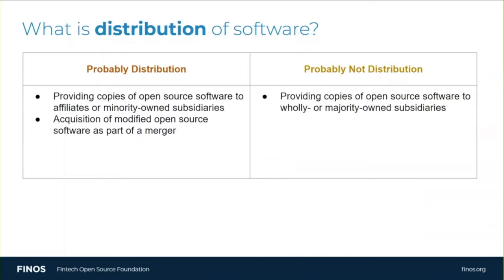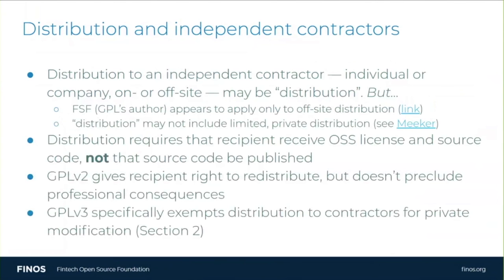But it is likely it would be a distribution if you're talking about a company that is not under common majority ownership. So what about independent contractors? So distribution to an independent contractor, whether they're an individual or a company, whether it's on or off site, I think you have to assume is distribution.